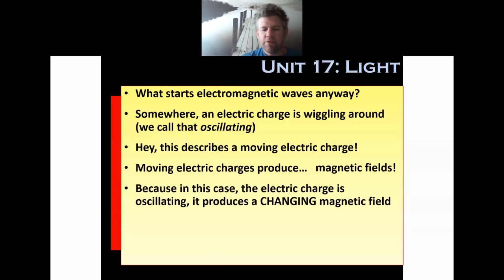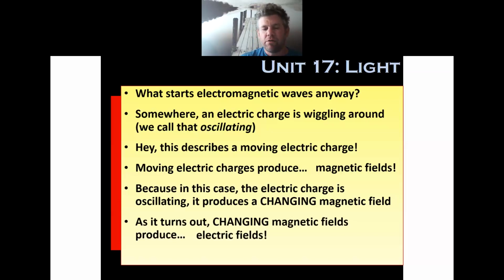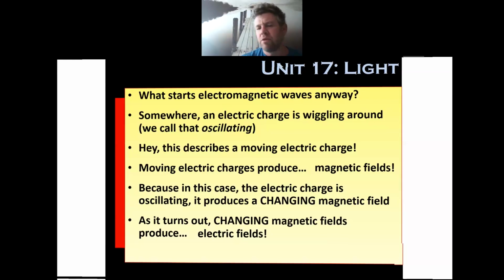All right. Because in this case the electric charge is oscillating, it produces a changing magnetic field, and that's where we get a little bit of the difference. Because it's getting moved around in different directions, that's where we're able to see this creation of a changing magnetic field. And as it turns out, changing magnetic fields produce electric fields, which are weird. I mean, that's a weird outcome for us to be able to get to.